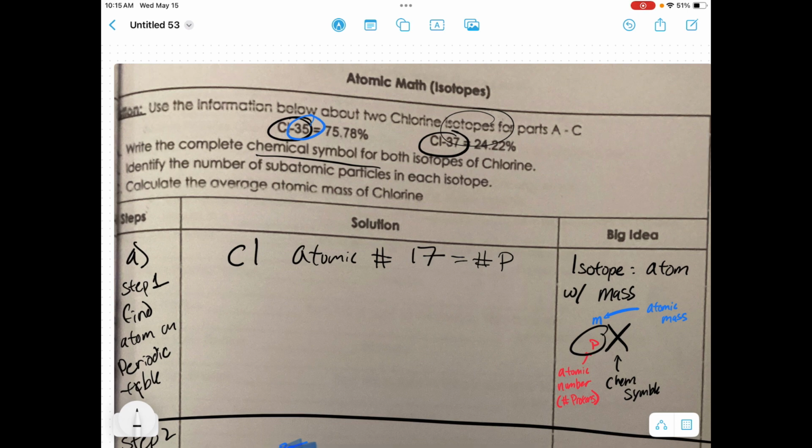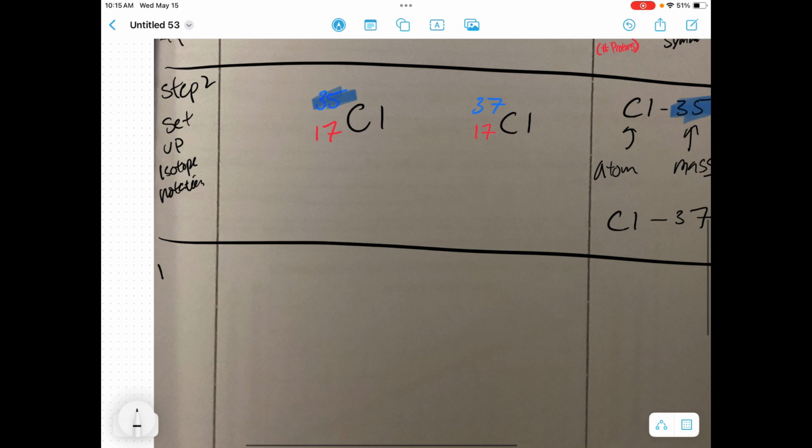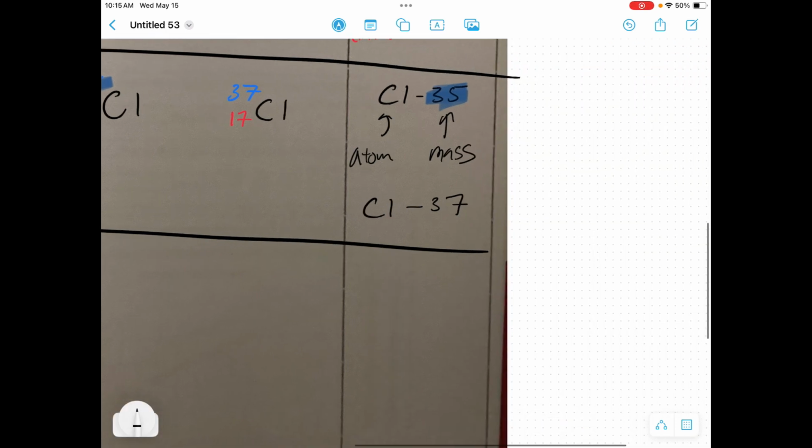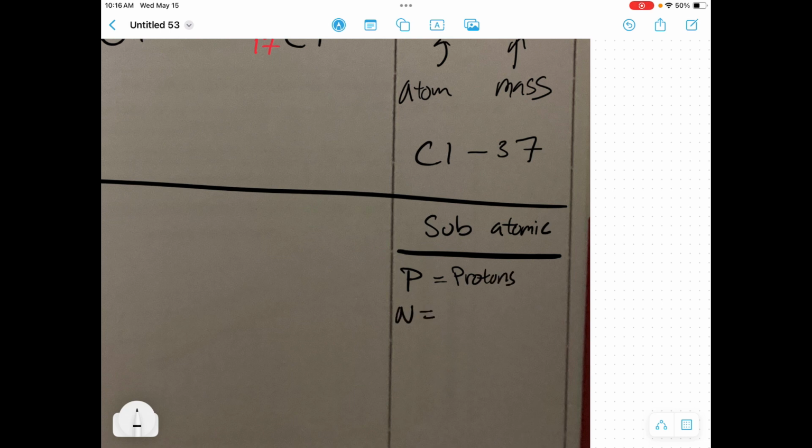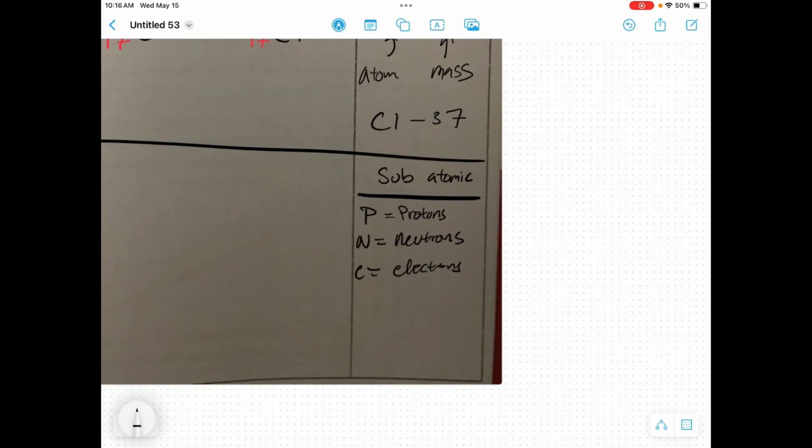Part B is asking you to give me the number of subatomic particles. So part B, number of subatomic particles. So we have 3 subatomic particles. You have your protons, you have your neutrons, and you have your electrons. So your protons and electrons, for a normal neutral atom, which for the most part with isotopes is what we're going to be dealing with, those 2 should always be the same number.